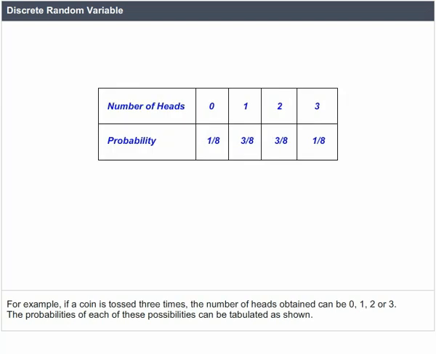For example, if a coin is tossed 3 times, the number of heads obtained can be 0, 1, 2 or 3. The probabilities of each of these possibilities can be tabulated as shown. Number of heads 0, 1, 2, 3. Probability 1 by 8, 3 by 8, 3 by 8 and 1 by 8. Sample space equal to HTH, THH, TTH, HHT, HTT, THT, TTT. H stands for head, T stands for tail.